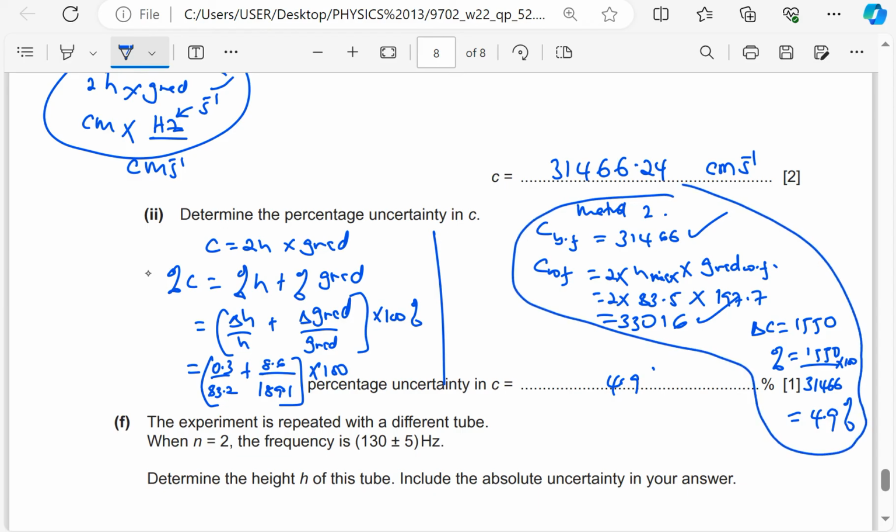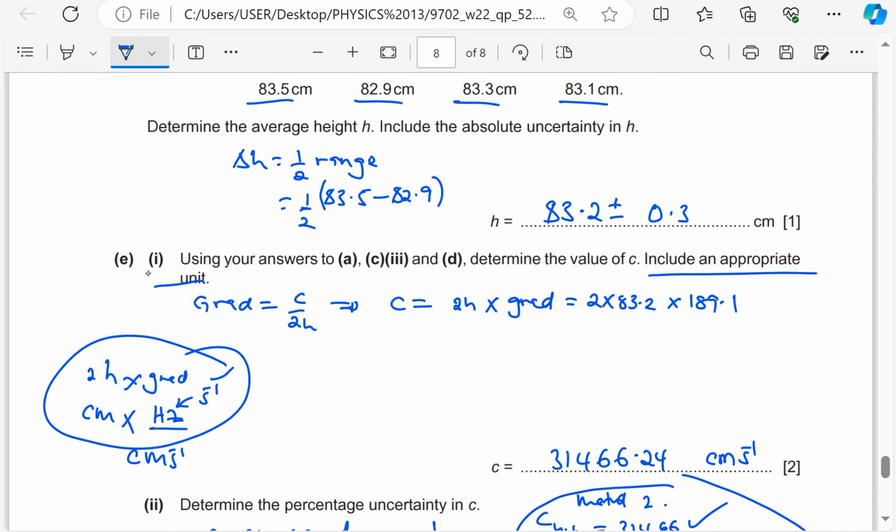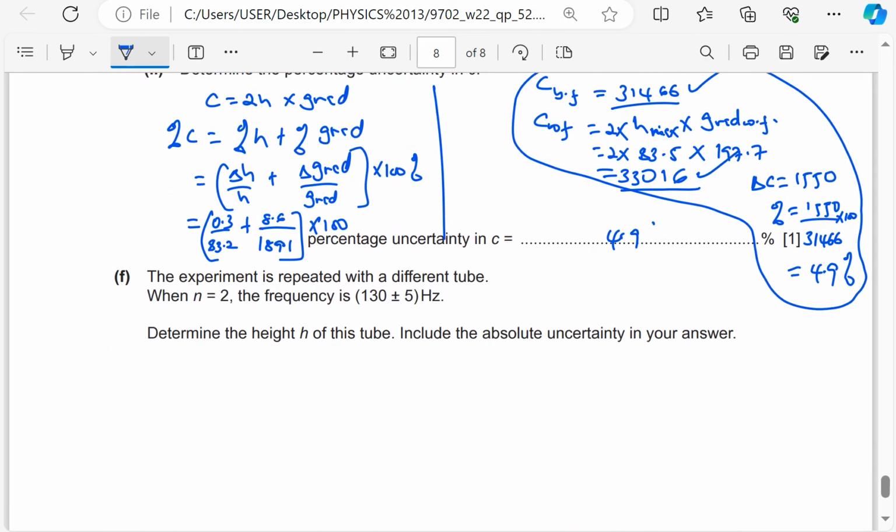You get C for the best fit. You get C for the worst fit. But look at your worst fit line. My worst fit line was the steepest, so I used the highest value of H, which is adding 83.5 plus 0.3. If I had drawn a less steep line, then I'd use the lowest value of H, which will be H minimum, so I would subtract 0.3. So I find the absolute by subtracting, then I find the percentage by dividing by the true value times 100.